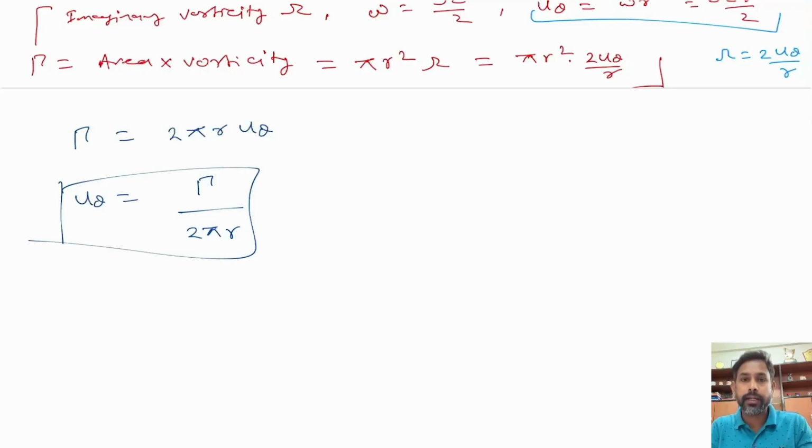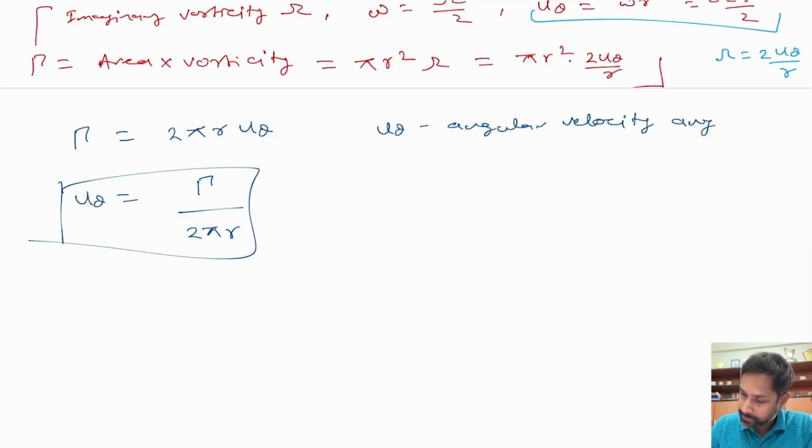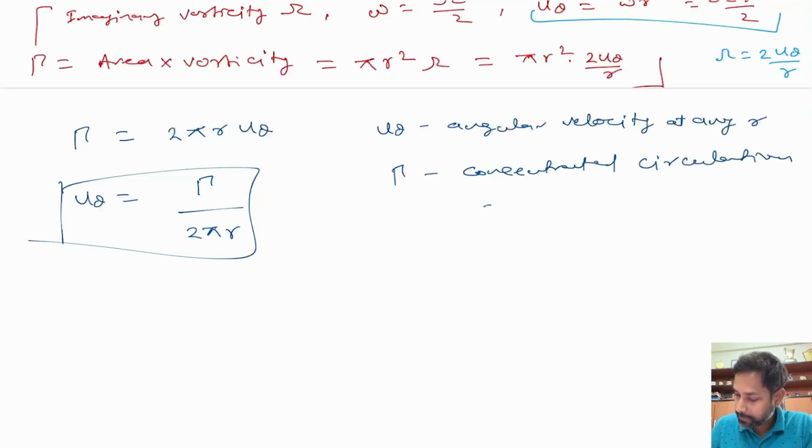This is the relation we get between the angular velocity of the free vortex and the circulation, where u theta, as we discussed, is the velocity at any r, and this is the concentrated circulation at r equal to 0. So the circulation is at r equal to 0, but that is still driving the complete vortex flow, and that is creating this velocity u theta.